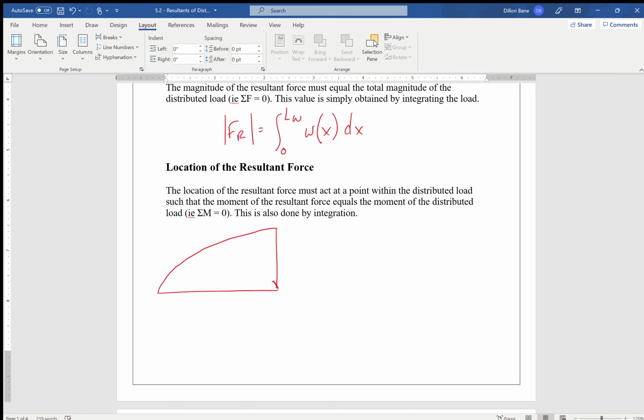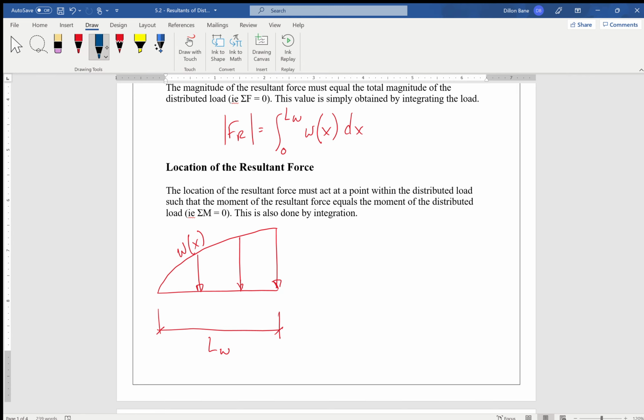Okay, so we've got some load that's a function of X. We'll call it W of X. It's got some length, LW, and we're trying to figure out a force, FR, that maybe acts at a distance X bar. And we want these moments to be the same.